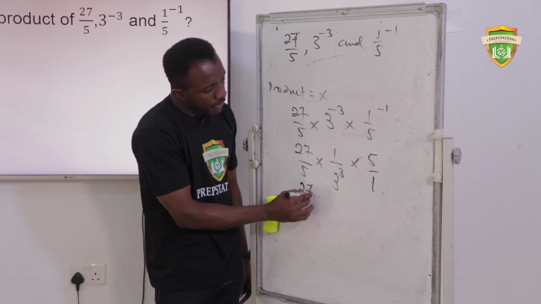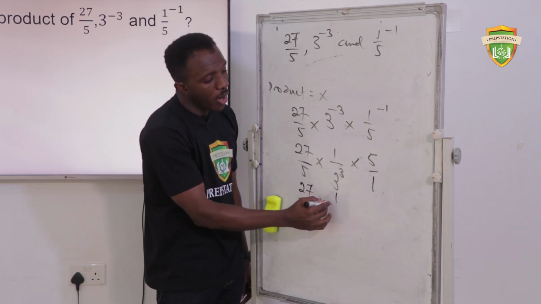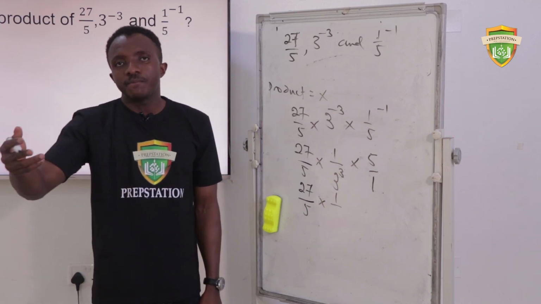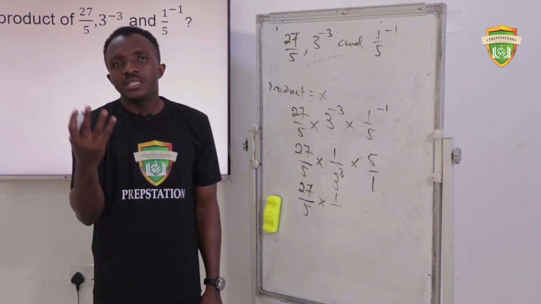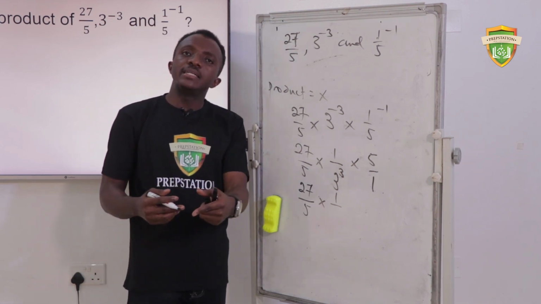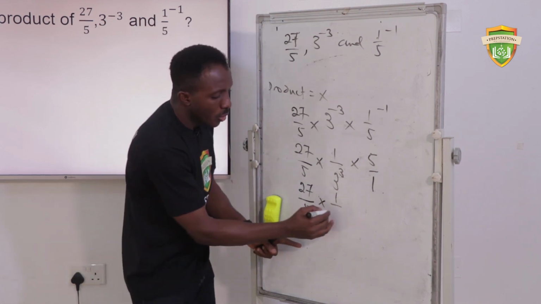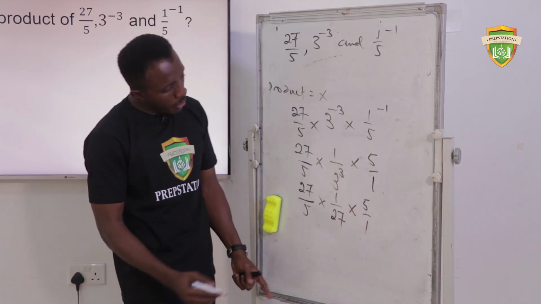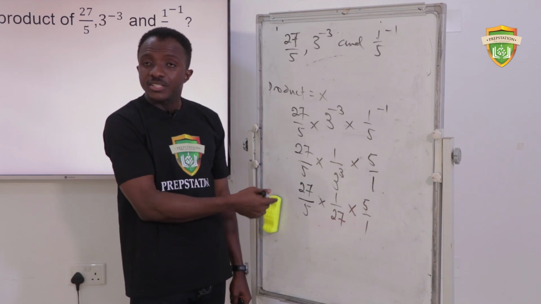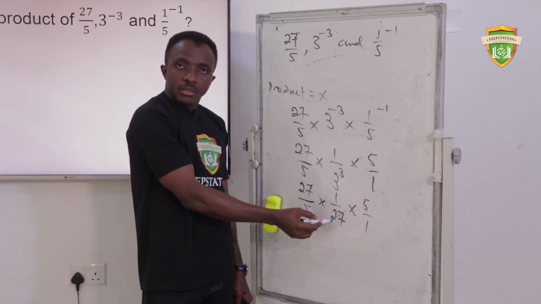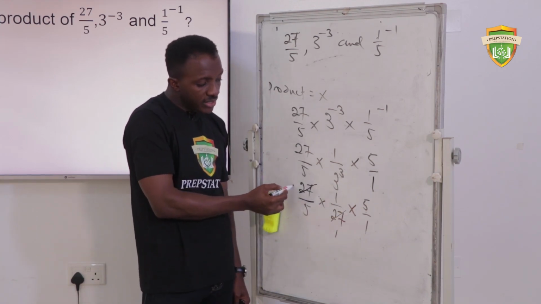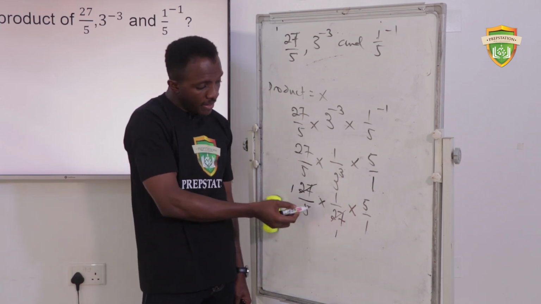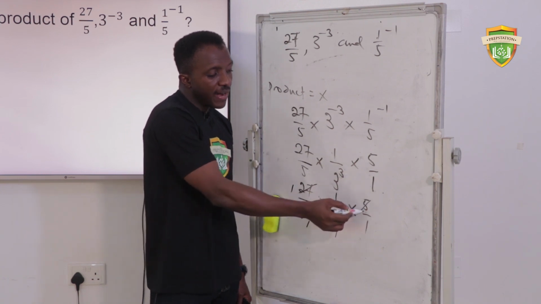Now this is 27 over 5 times 1 over 3 raised to the power 3, which is simply 3 times 3 times 3. You multiply 3 by itself 3 times. So 3 times 3 is 9, and 9 times 3 is 27. So this is 1 over 27 times 5 over 1. With this we can cancel out. 27 can cancel out 27. 27 in 27 is 1, and then 5 here 1, 5 here 1.